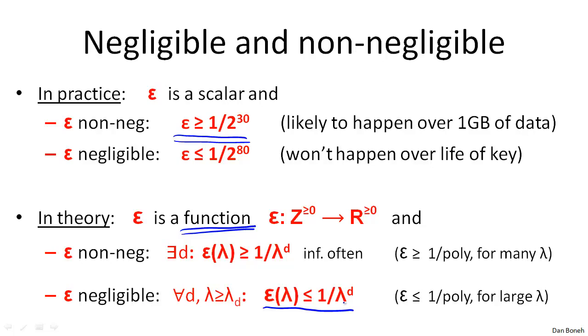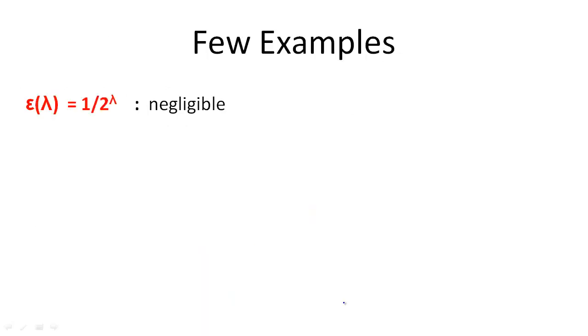So let's look at some examples, and we'll see applications of these negligible and non-negligible concepts later on, but I just wanted to make it clear that this is how you would rigorously define these concepts. Basically, either smaller than 1 over poly or bigger than 1 over poly. One would be negligible, the other would be non-negligible. So let's look at some examples.